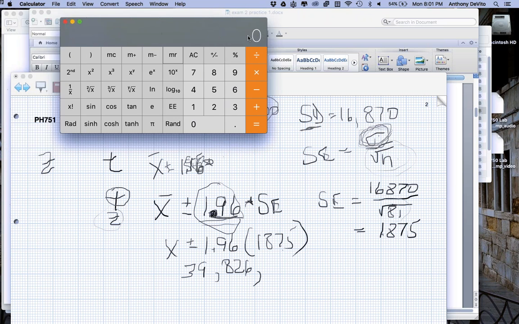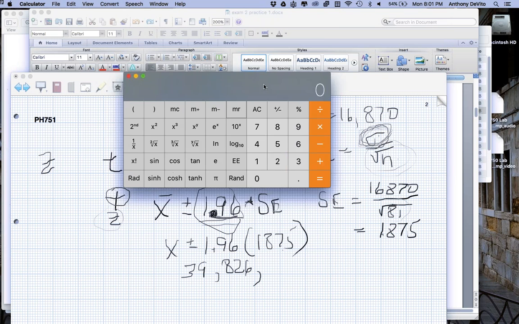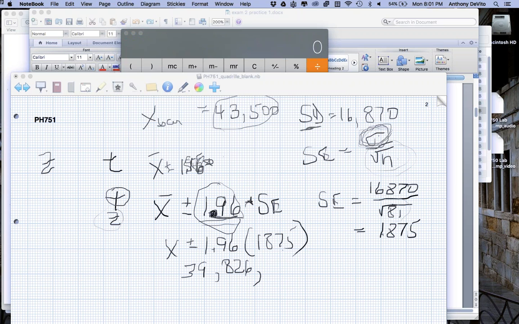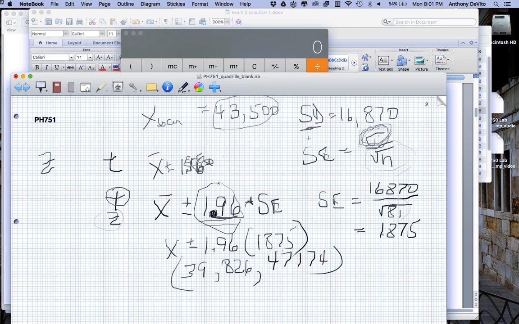And the upper part of my confidence interval is going to be, what was it again? 43,500 plus. Okay, you guys remember what that value was called? That 1.96 times 1875, that was called the margin of error, right? Which makes sense, since we're adding and subtracting, so it means margin of error. So that's 47,174. And so that's our 95% confidence interval.